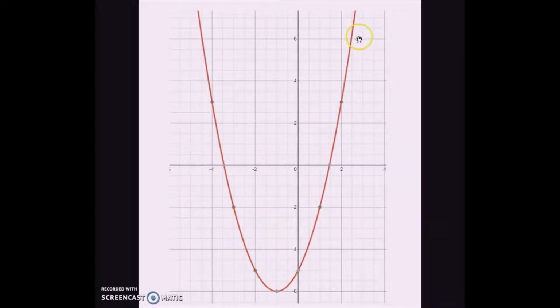Remember, your a is 1, and when a is greater than 0, you get a U-shape graph. If your a was less than 0, meaning negative, it will be the opposite way. It will be going upwards this way. When your a is greater than 0, it is actually U-shaped this way. So you see we plot this, and this is what it looks like. Here it is, we have completed the plot part of it.